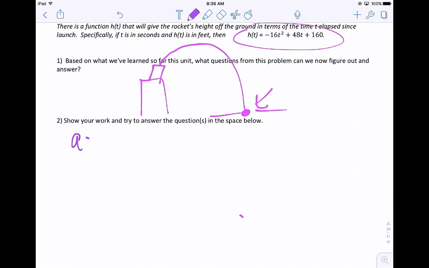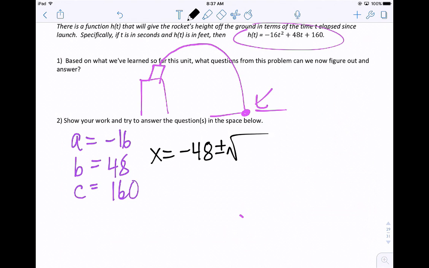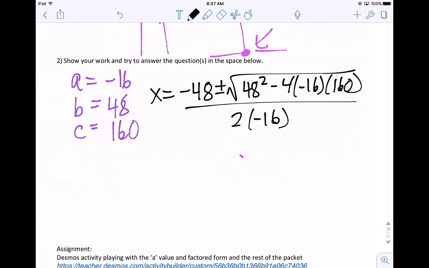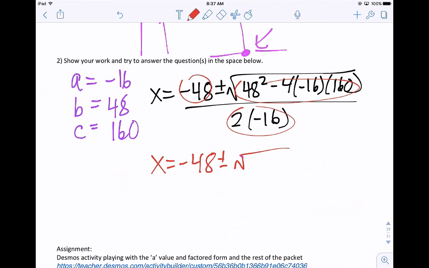All right, but using the quadratic formula, let's find a, b, and c. So a is negative 16, b is 48, c is 160. And we plug into the quadratic formula: x equals the opposite of b, plus or minus the square root of b squared minus 4ac, all over 2a. And remember, I would ask you to separate these parts right here. x equals negative 48 plus or minus. I would ask you to calculate that discriminant. You can type that into your calculator, which I will do right now.